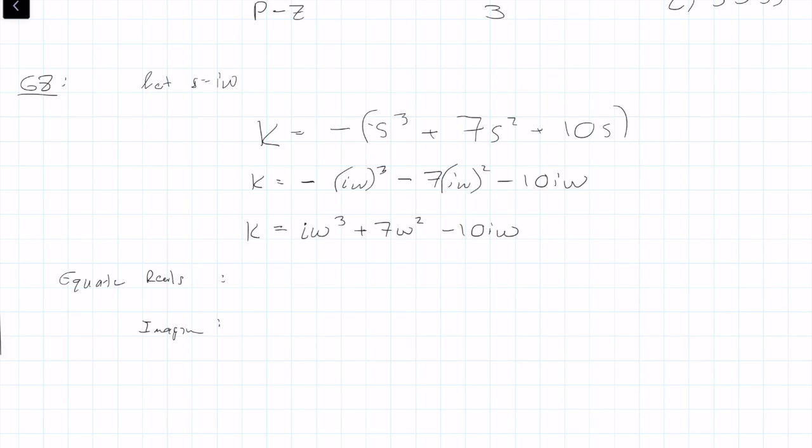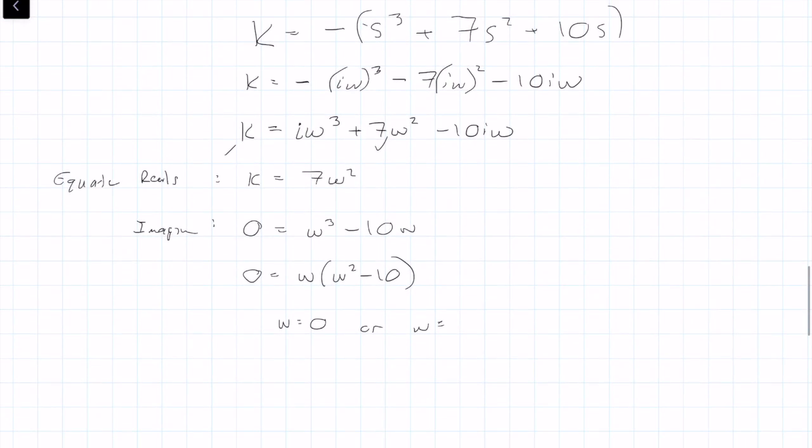Okay, so the reals: K is equal to 7 omega squared. That's as far as we need. We got that. And then we can say 0 is equal to omega cubed minus 10 omega. So we can pull out an omega: omega equals 0, or 0 equals omega squared minus 10. So omega equals 0, or omega equals, taking the positive value, the square root of 10.